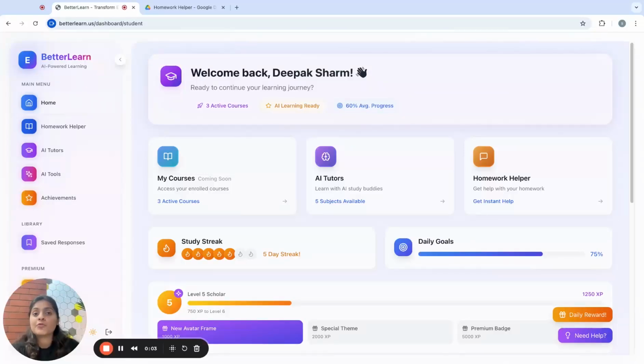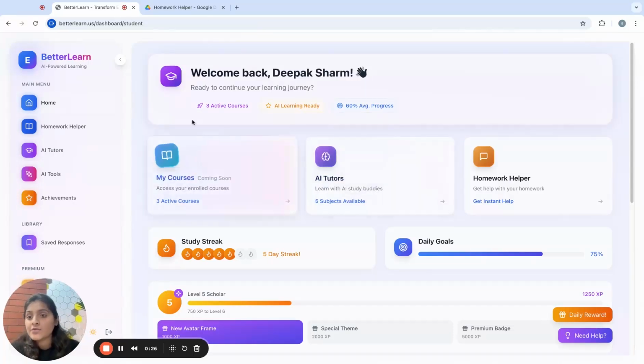Today we are going to explore one of the most useful features of this platform, which is the homework helper. So if you have ever struggled with tricky questions, this tool is here to help. It provides step-by-step solutions in easy language and even explains the terms that are used in the problem for better understanding. So let's check it out.